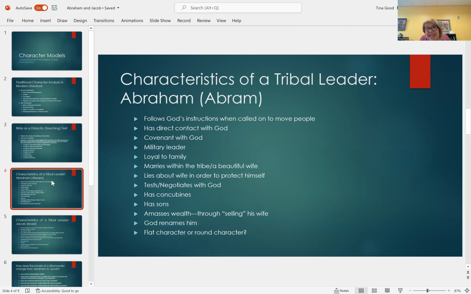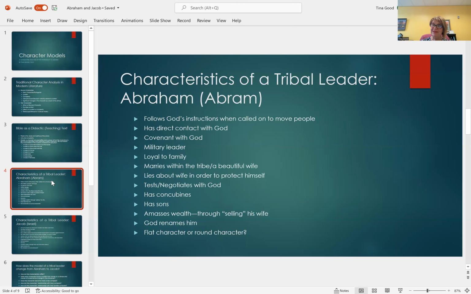And so we have to ask the question: is Abraham a flat character or a round character? Well, of course, we have to look at the story, and we see all of these things happening, where he's negotiating with God, and he's having conversations with God, and whatnot, and he finally gets the thing that he wants, and that is his son with Sarah, Isaac.